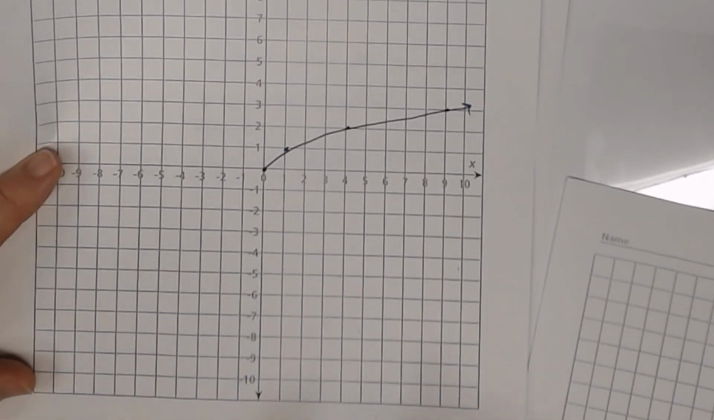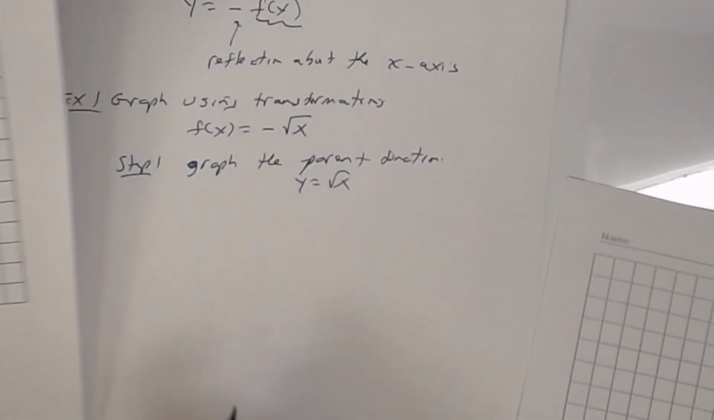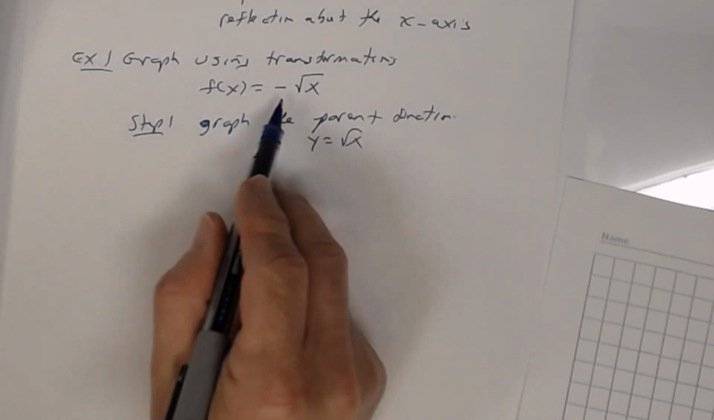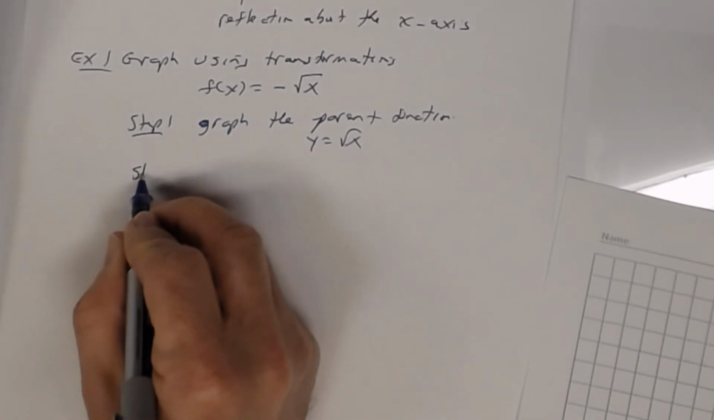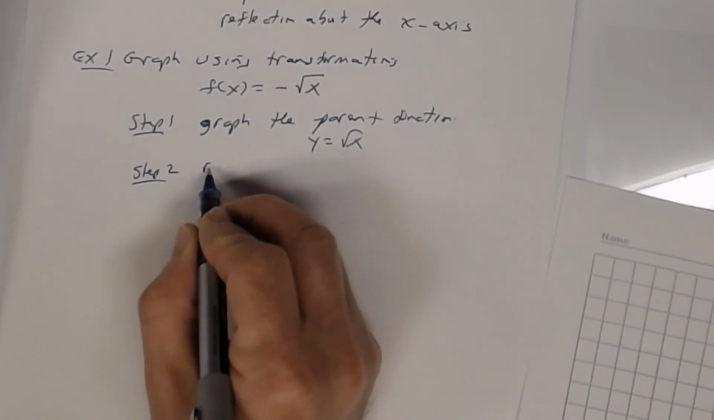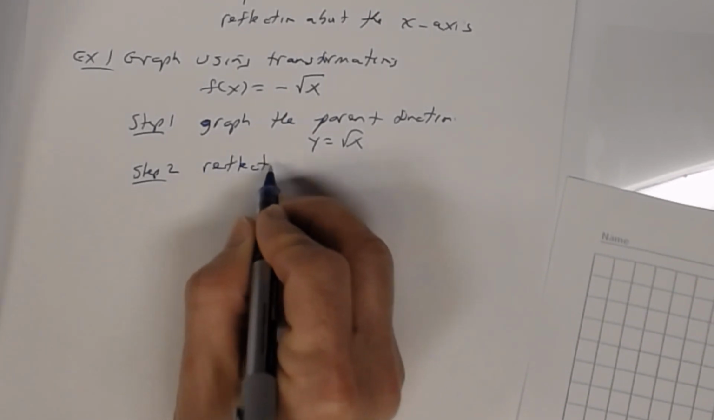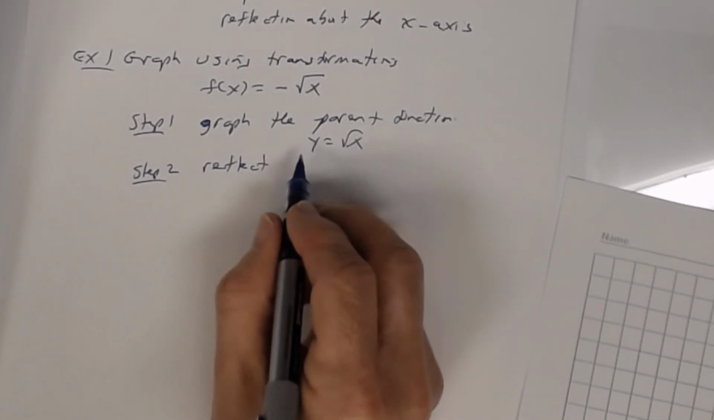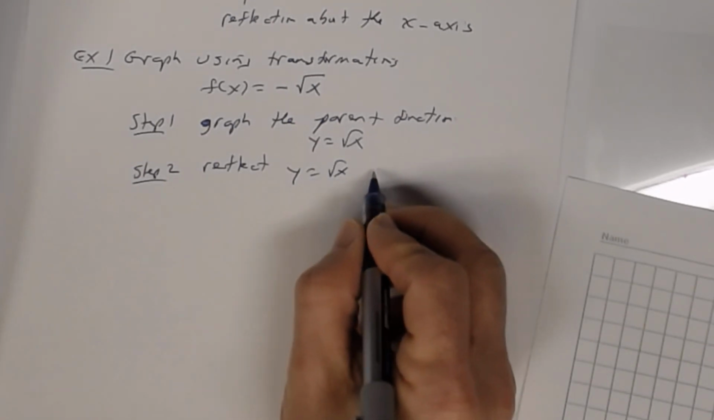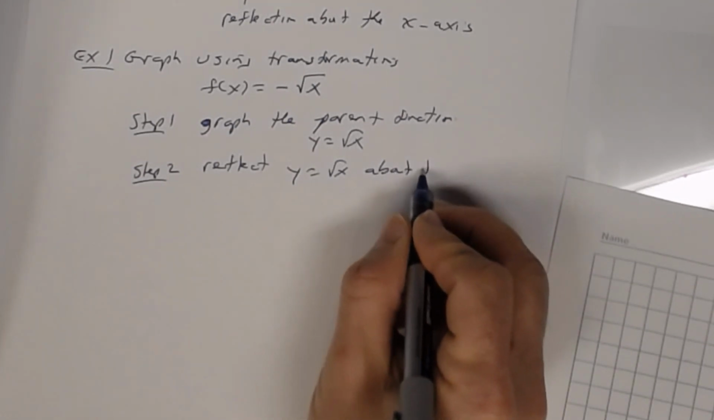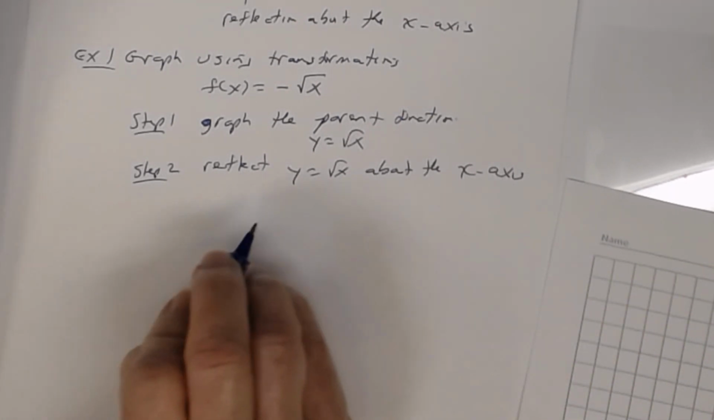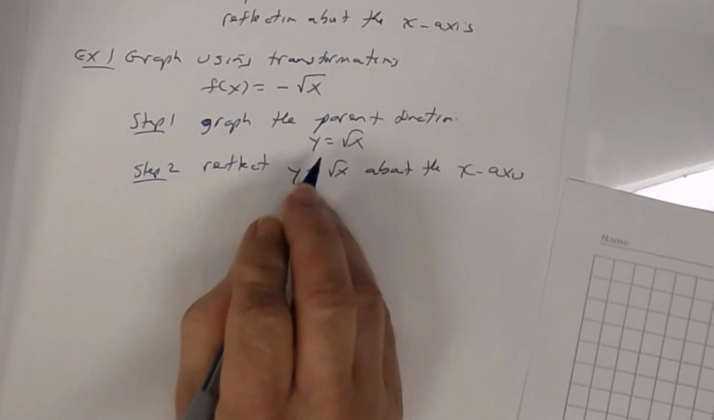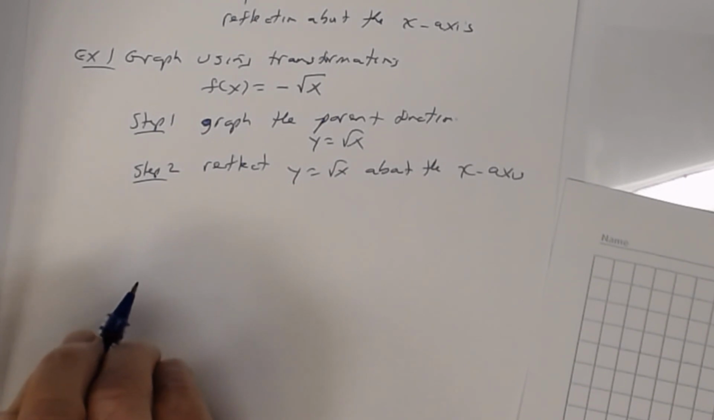All right, so that's the parent function. Now you want to do the reflection. So you're going to say step 2: reflect what you just did, the parent function y equals square root of x, about the x-axis. And that's all you say. Reflect the parent function about the x-axis.